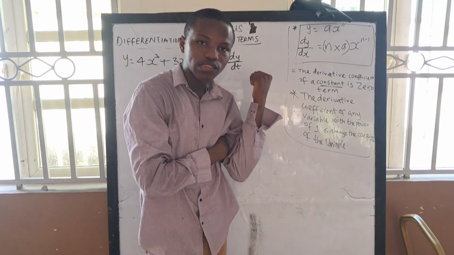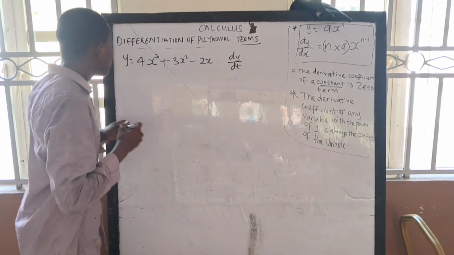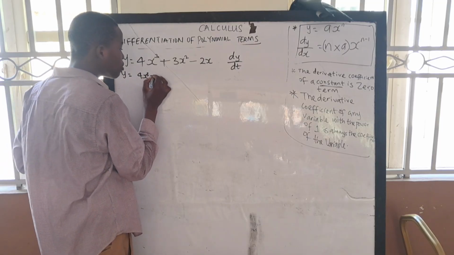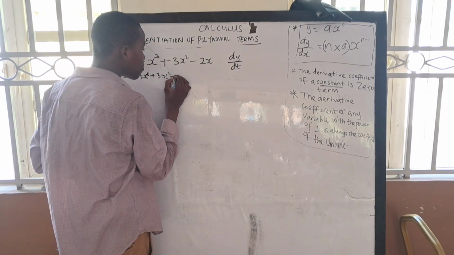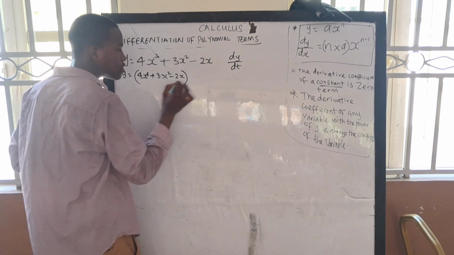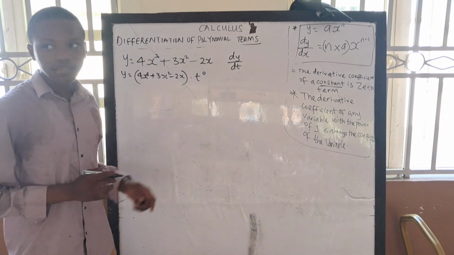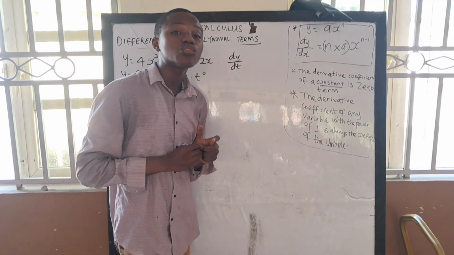So we have to include what? t, right? So imagine y to be equal to 4x cubed plus 3x squared minus 2x, everything times t raised to the power 0. Remember, this dot makes times, right? Now I know that t raised to the power 0 is what?